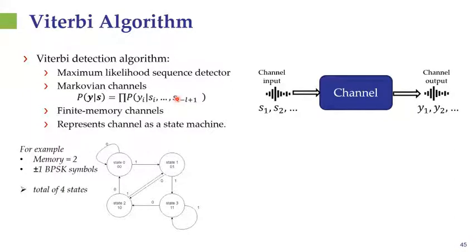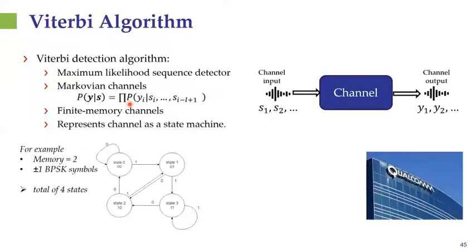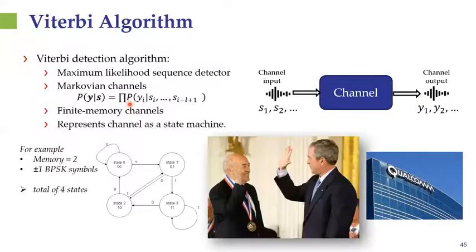And what Viterbi proposed to do in his algorithm, proposed in the late 60s, is to model each set of symbols which could have led to a single channel output as a state in a state machine, and then essentially do dynamic programming over it, which we will elaborate on next. This obviously worked very well. Viterbi ended up co-founding Qualcomm. Here he is receiving the Medal of Science from George W. Bush.